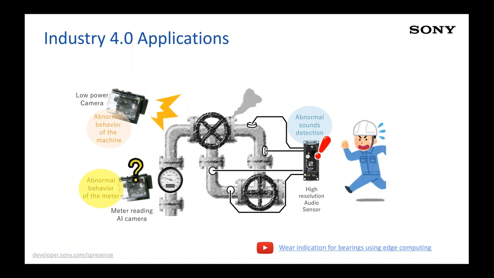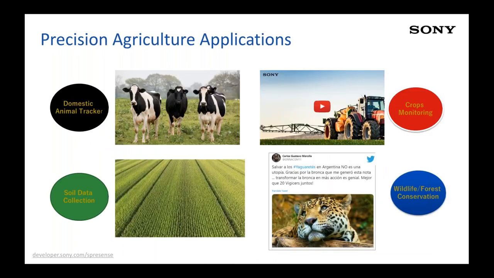The other application: we are done with industry, so let's go to another application. Of course, agriculture and our environment are very important to us because our life depends on it. It's one of the sources for us to survive, how our agriculture and environment are doing, right? So for Spresense, we have worked with researchers, and we have also worked on some applications to address some of the issues that we get in our farm.